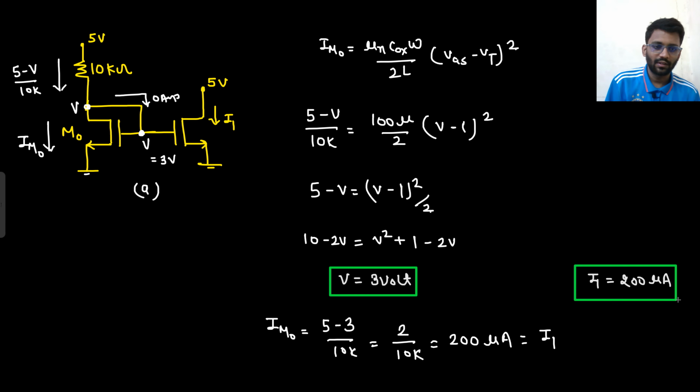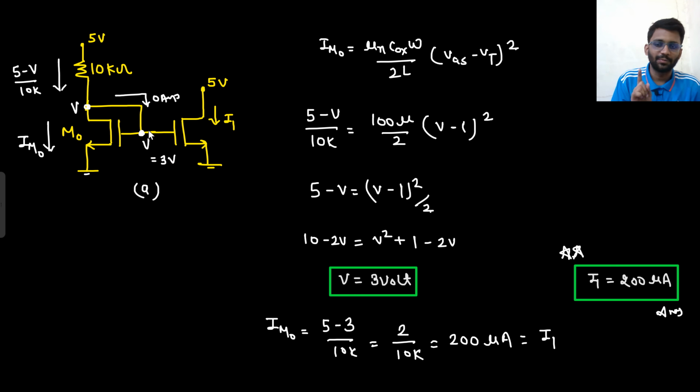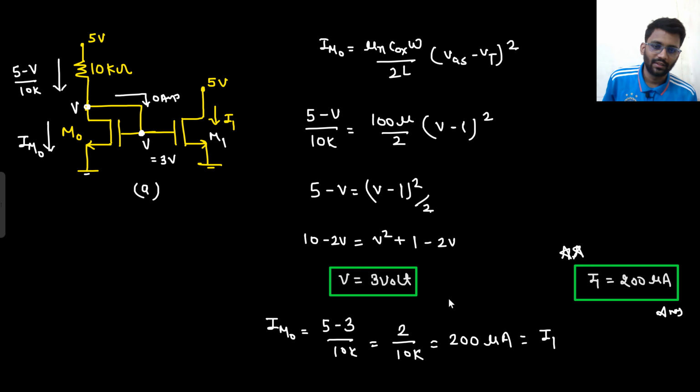Any doubt about this question? I1 is 200 microampere. This is the answer. If I see this question, I could know one thing, that I need the value of I1. Since they are in current mirror, I need the potential here, because if I need the potential here, I could determine the current in M naught. And that would be the same as current in M1, let's just call this one as M1.